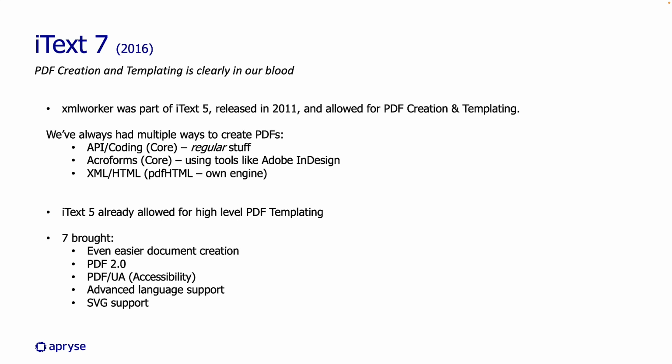So iText 7, again, was released in 2016. It removed accumulated technical debt that we talked about earlier, and introduced even easier ways to create PDF documents, support for the PDF 2.0 spec, support for PDF UA for accessibility, advanced languages support, as well as supporting scalable images such as SVG. One additional comment here is that XML Worker has been completely redesigned, rewritten for enhanced features and performance, and is now known as our popular iText core add-on, pdfHTML.